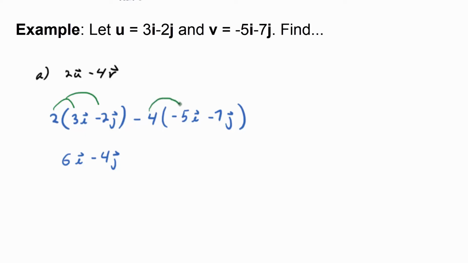Okay, and then what do you get when you scalar multiply by, you can think of it as plus a negative 4, I guess. What do you get? Plus 20i plus 28j. But wait, there's more. I'm really selling you this.